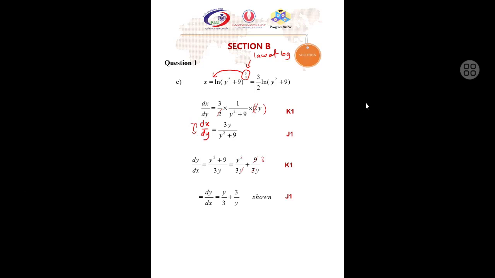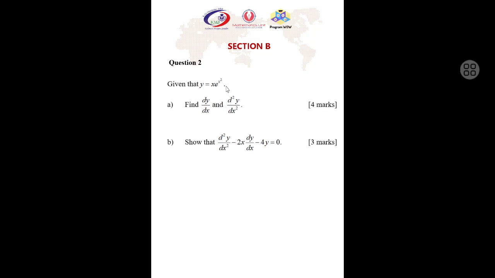Now let's look at question 2 for section B. Question 2, they gave you function y equals x e to the power of x squared. Find your first derivative and then find your second derivative. For B, they want you to show this equation equals 0. So, question 2A, to find the first derivative, as you can see here, these are two functions that are multiplied together, u dot v. So, you can use product rule.